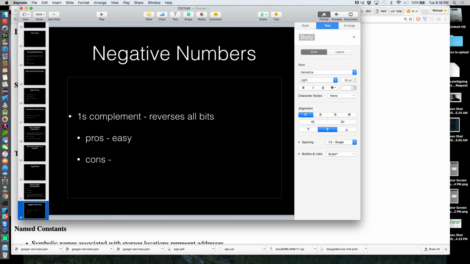What about cons? Two values for 0. Yeah, two zeros. So we have a negative 0 and a positive 0. Two zeros. To process that negative 0 and to work on that overflow, we need an extra circuit. So we came up with the two's complement. Okay, so now we're talking about two's complement. So here, let's actually do this all in one line. Cons, 2 zeros.